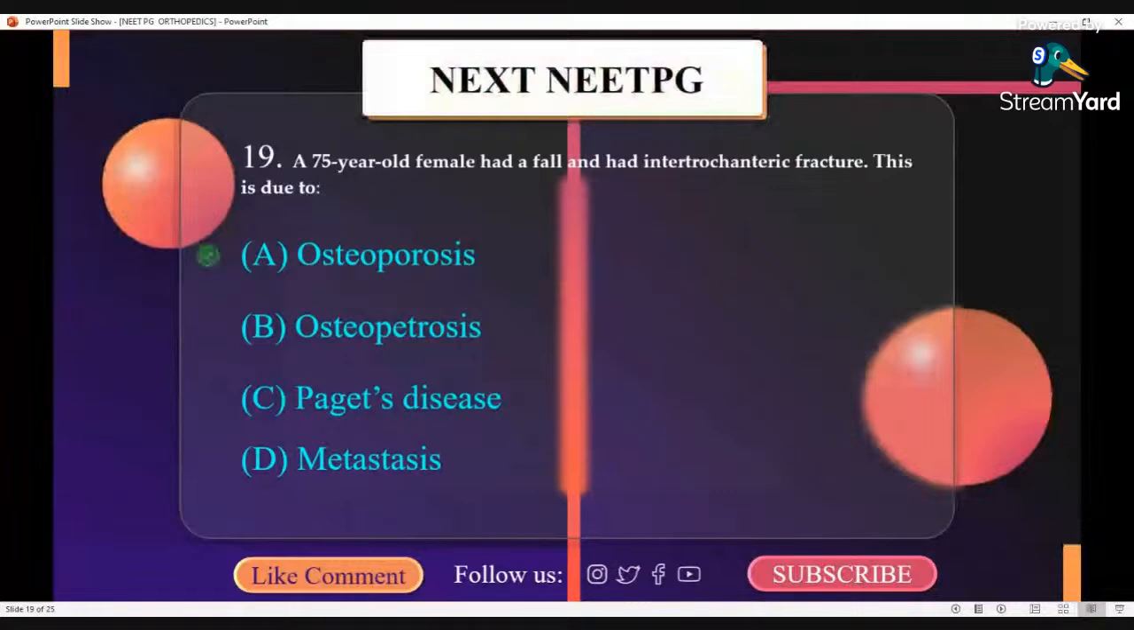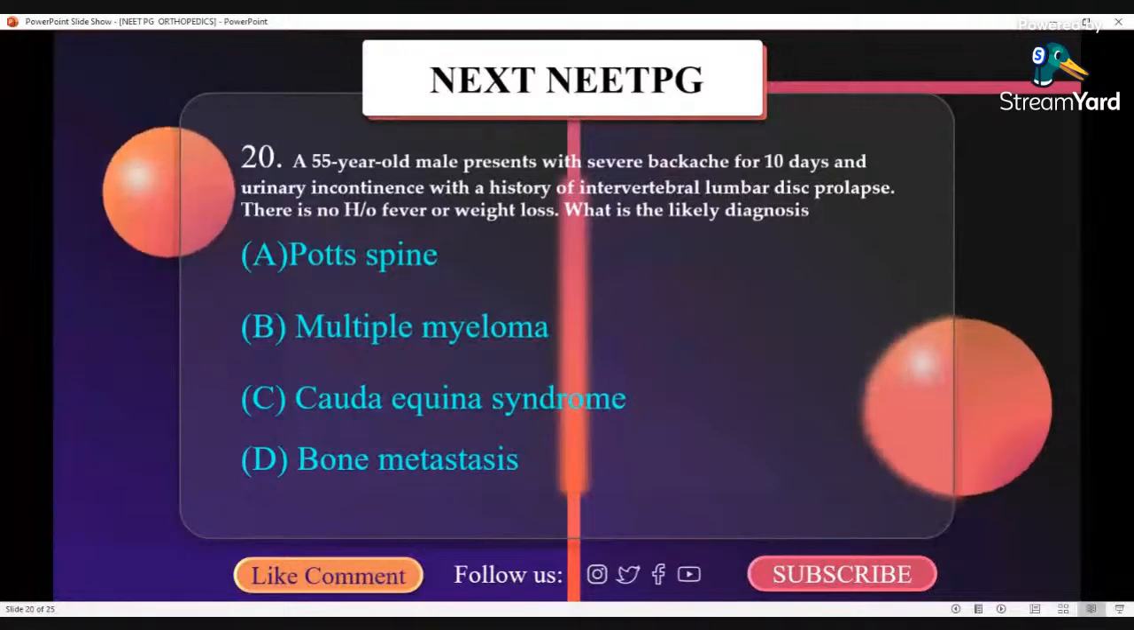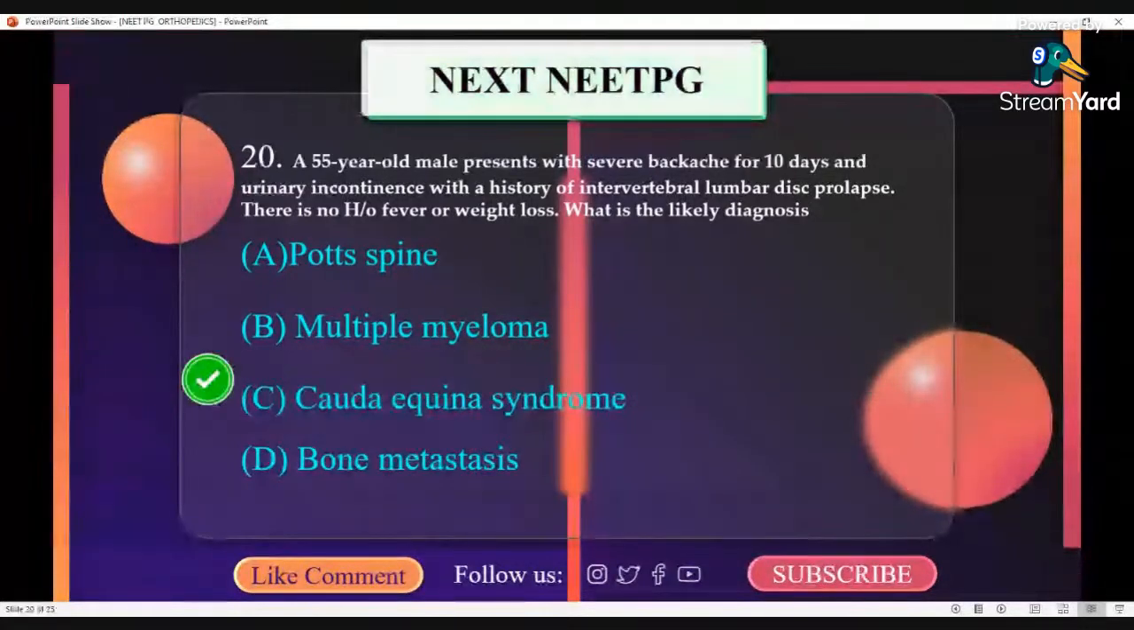A 55-year-old male presents with severe backache for 10 days and urinary incontinence with a history of intervertebral lumbar disc collapse. There is no history of fever or weight loss. What is the likely diagnosis? It is Cauda Equina syndrome. Now, what is Cauda Equina syndrome?